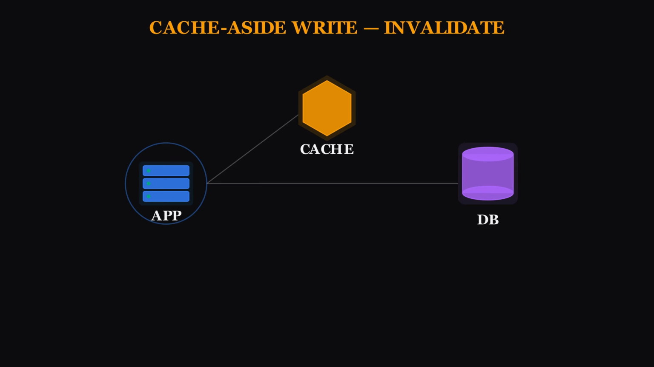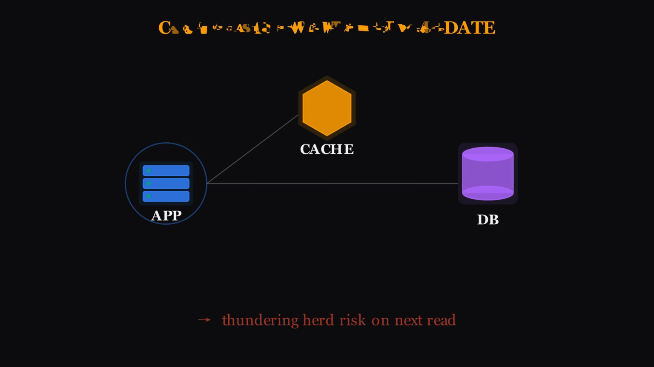Variant 1, invalidate on write. The application updates the database, acknowledges, then the application deletes the cache key. Whatever was there is gone. The next read of that key will miss, fall through to the database, and repopulate fresh. Lazy? Simple. And what? We'll see in a minute. The most exposed to thundering herd on the next read.